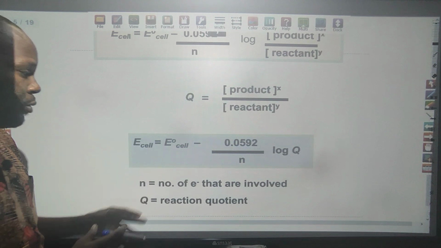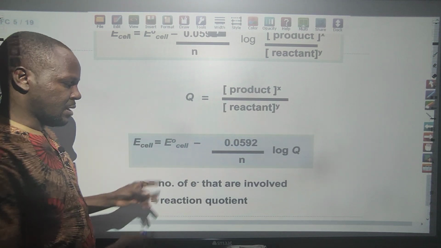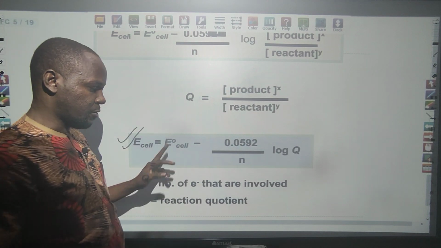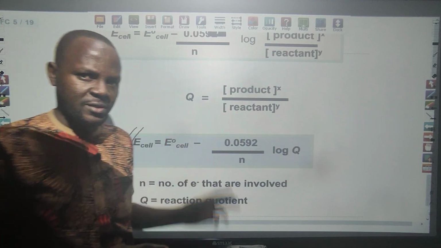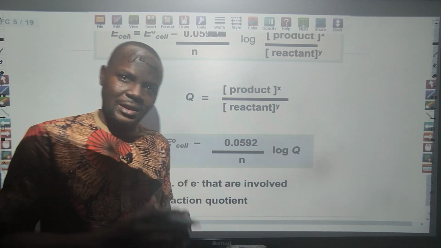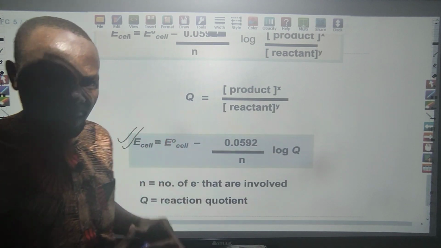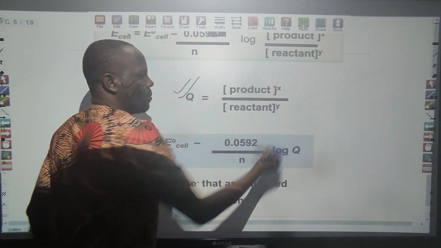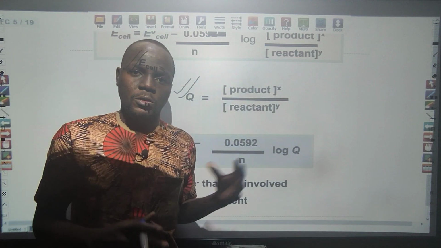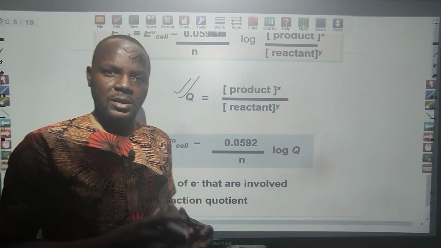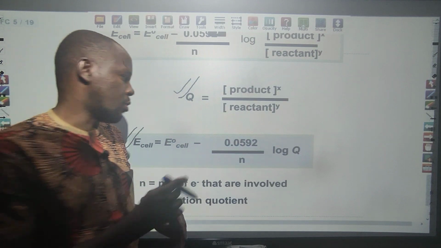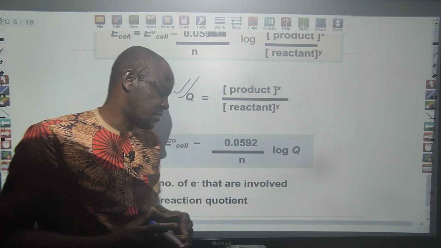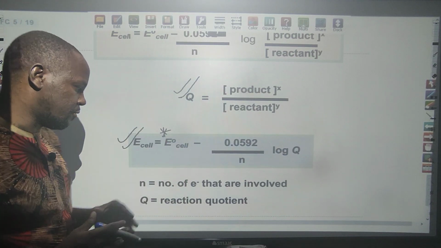Then if we go by that, we now have E of cell equals the standard electromotive force of the cell minus 0.0592 divided by the number of moles, then log of Q, where Q is also what you need to keep in mind. Because if you are just taking this course on the second part, you may need to go through the first part, where we talked about how to get this one. This is what we talked about in the last part. So that means you can move to the next one.